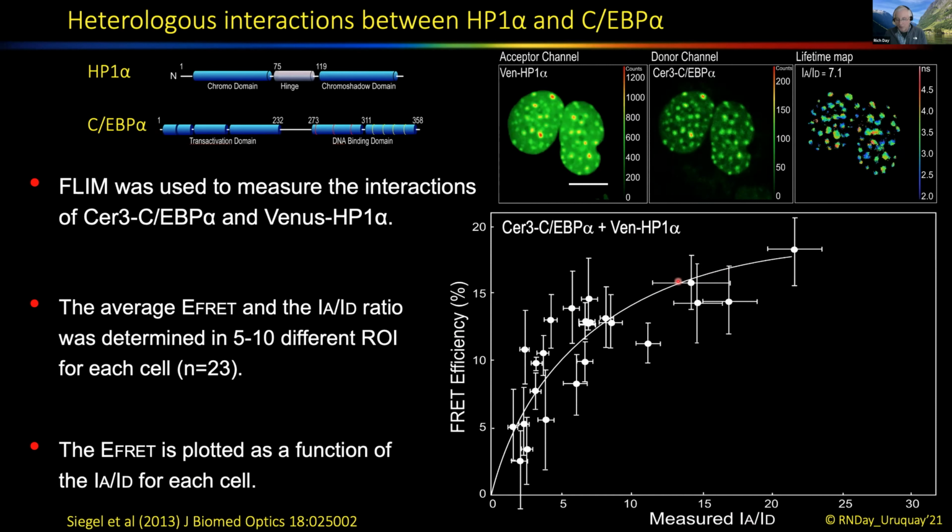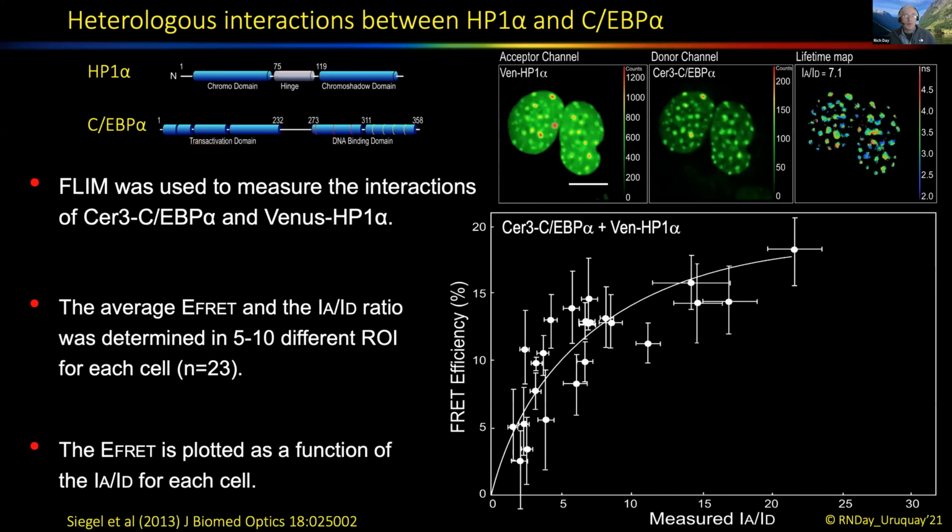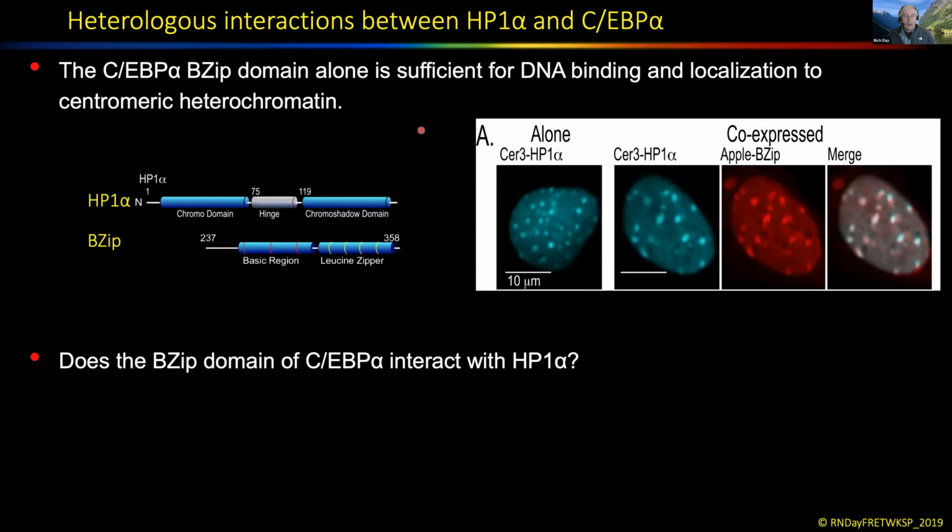But the beauty of this approach then is that we can begin to change these proteins and ask what's necessary for these interactions. So for example, this was done with the full-length CEBP alpha. Remember just the DNA binding domains necessary to get it into heterochromatin. And so we could ask, does HP1 alpha interact with just the BZip domain of CEBP alpha? So this is cerulean tagged HP1 alpha. And this is in the presence of a red fluorescent tagged BZip. And you can see they co-localize in heterochromatin.